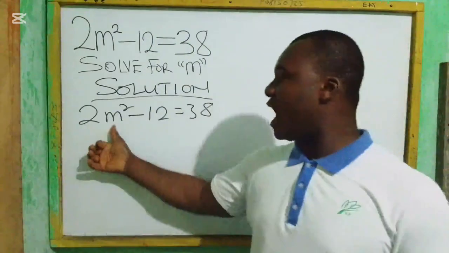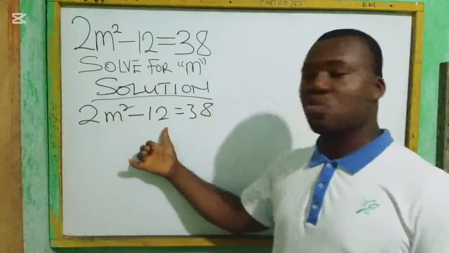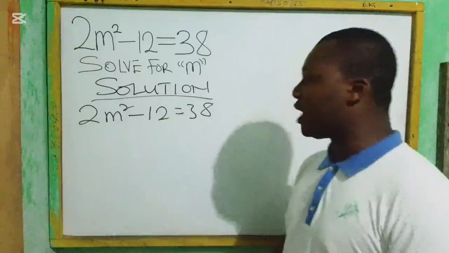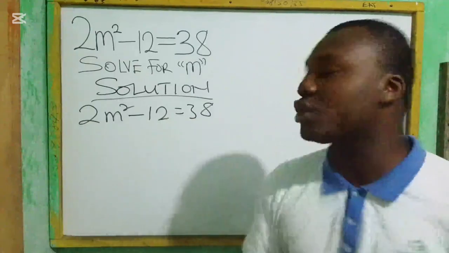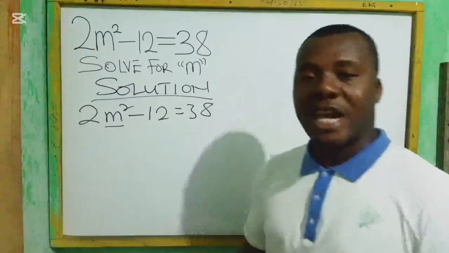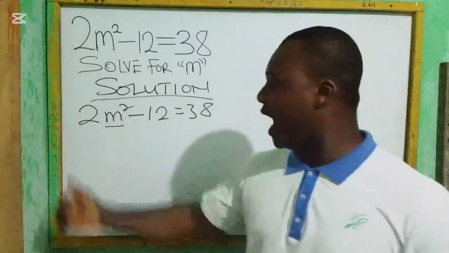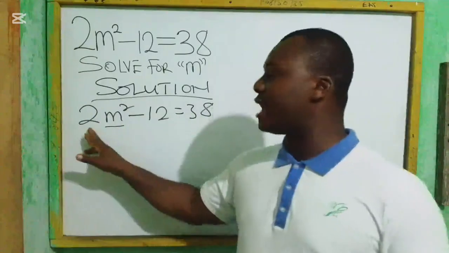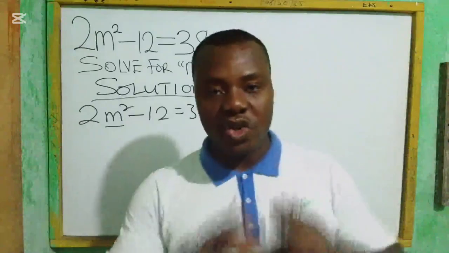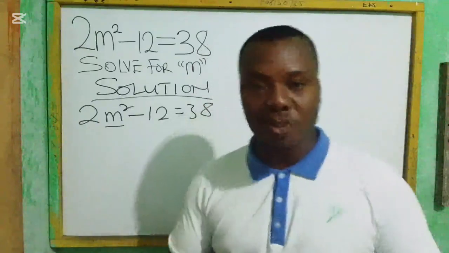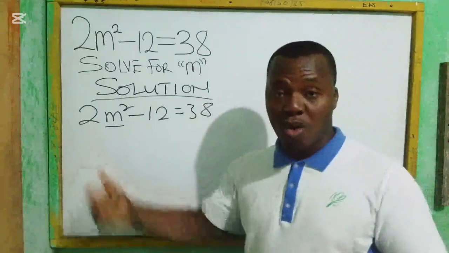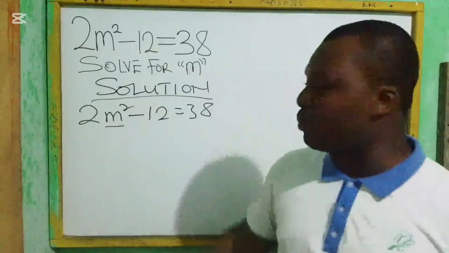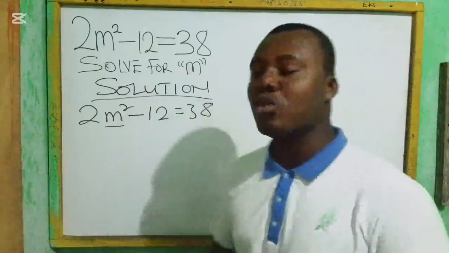So 2m raised to the power 2 minus 12 equal to 38. Now, when we get here, the question says that we should look for the subject m. But we are seeing this m with the power 2 and also with a coefficient. Anytime you see the subject like m with a number associated to it, then that number is called what? Coefficient. But yes, we have m, which is the subject, but we see it with the power 2. Let's see how we deal with it.